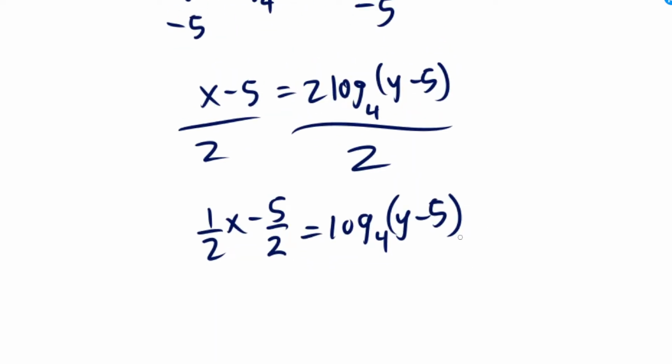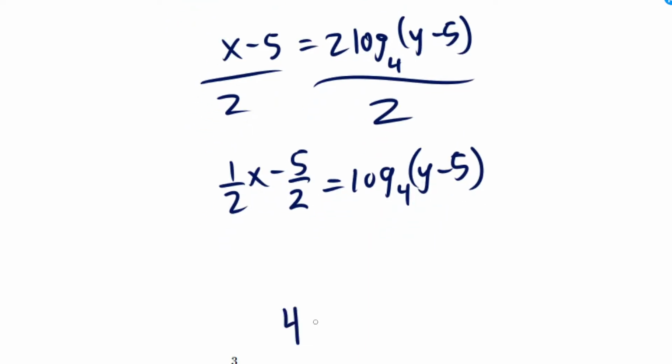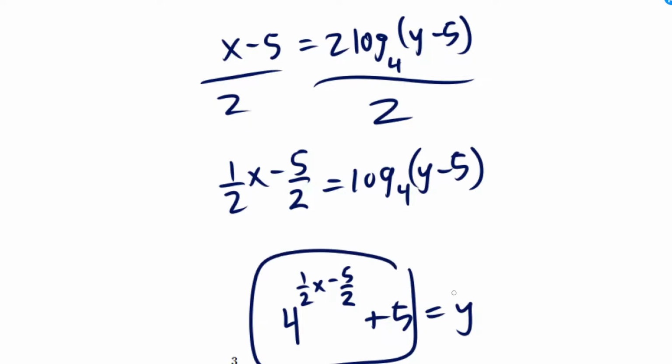Now we can convert to exponential form because there are no pluses or minuses and no multiplication or division. We need it to just be the log. So now what we have is 4, because that's our base, to the exponent, which is 1/2 x minus 5/2, equals y minus 5. We can add 5 to both sides, which leaves us with 4 to the (1/2 x minus 5/2) plus 5 equals y. And this is our new inverse.